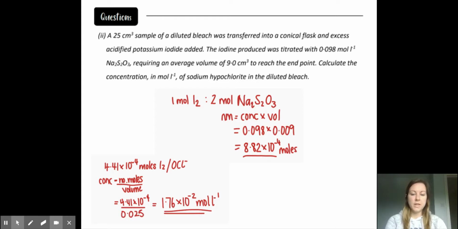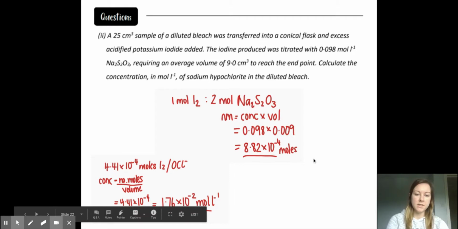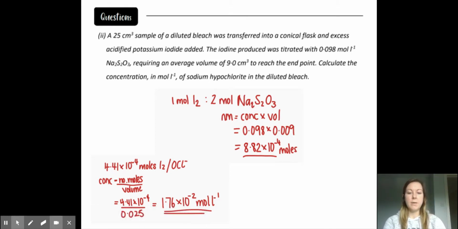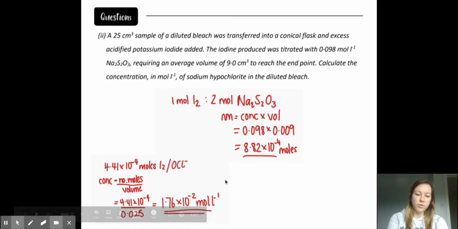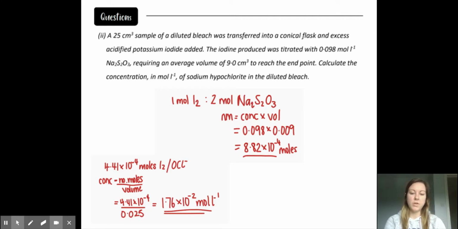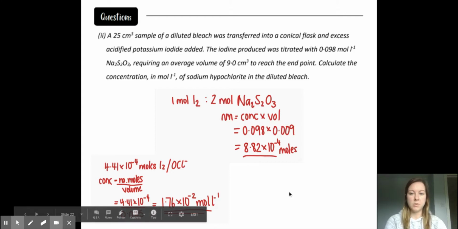Now, obviously, you would get multiple marks for this question. You would get a mark for calculating correctly the number of moles of sodium thiosulfate. You would get a mark for saying the number of moles of iodine is therefore 4.41 times 10 to the negative 4, which is the same as the number of moles of hypochlorite. And then one for your final answer, which is 1.76 times 10 to the negative 2 moles per litre, because we've got a concentration. So this is the exact same steps as we took before.